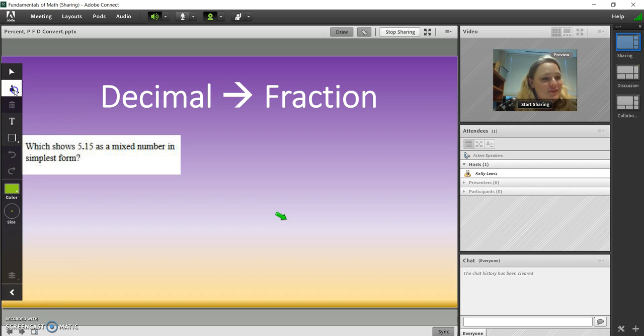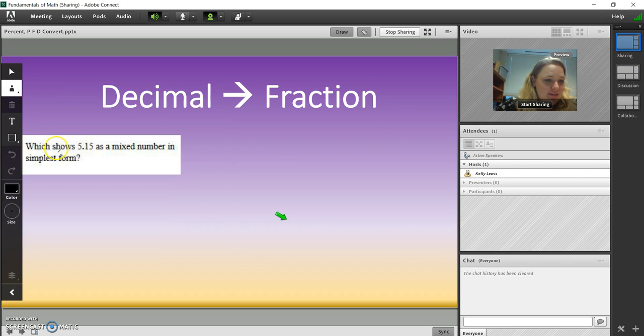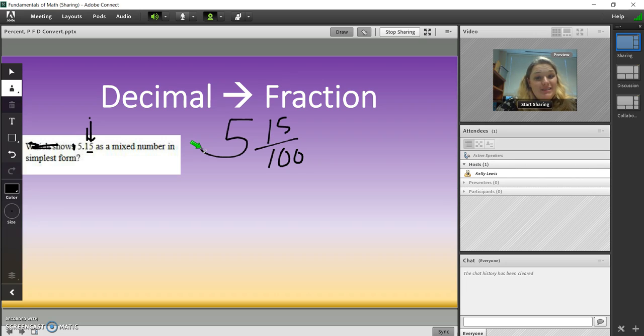Obviously I pulled this from a multiple choice question. Show 5.15 as a mixed number in simplest form. The 1 is in the tenths place, and this 5 is in the hundredths place. So we're going to put 15 over 100, right? And then we have the big 5 as our whole number. So now it's a mixed number, but it's not in simplest form.